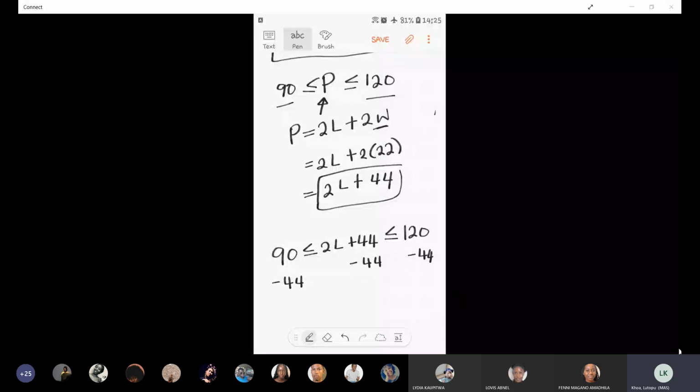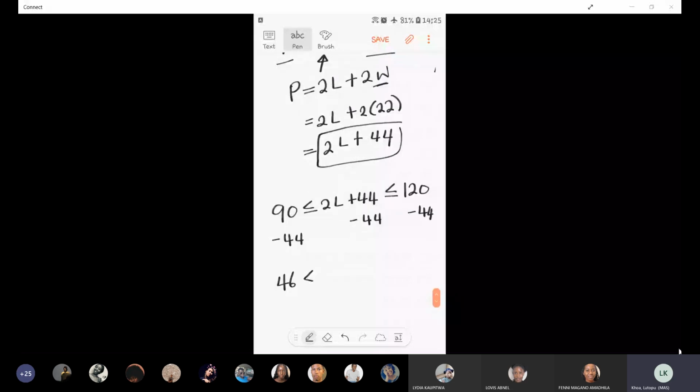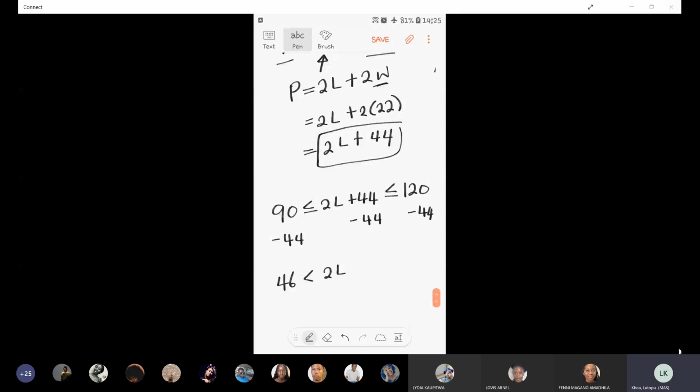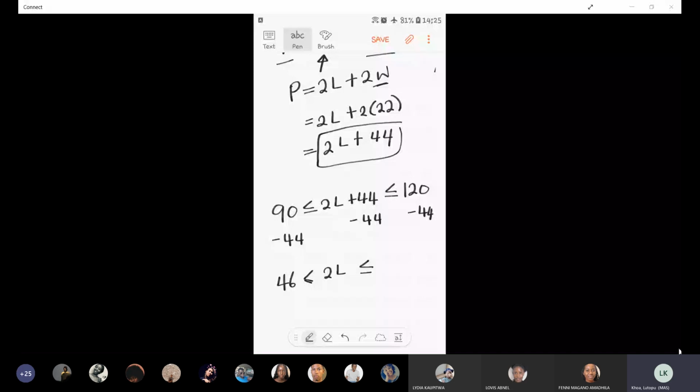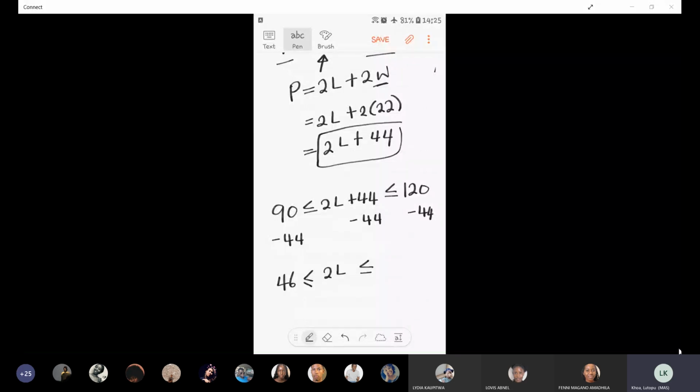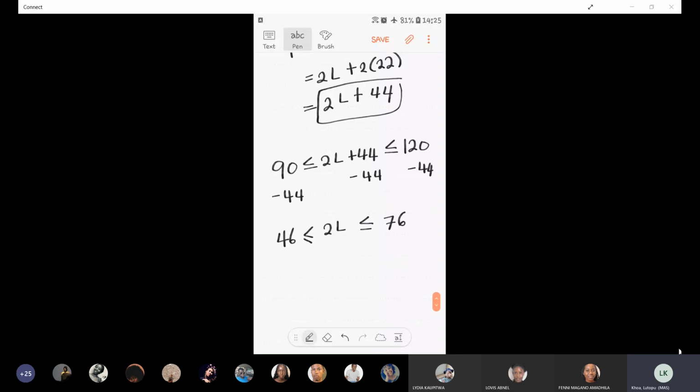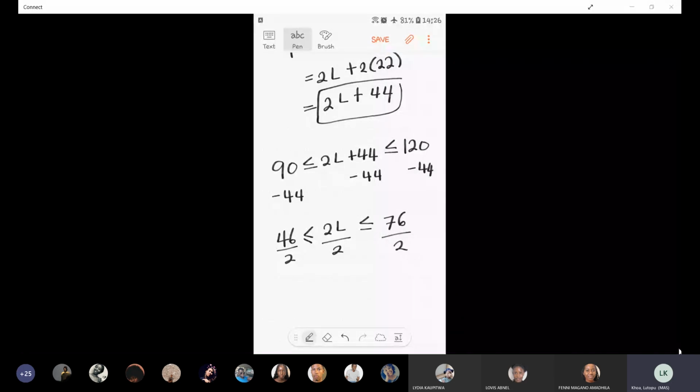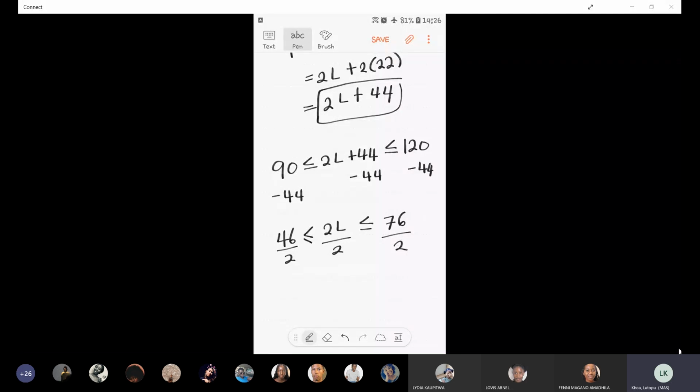So here you'll have 46 less than 2L, and this is less than or equal to 76. And then you divide by 2 throughout. Divide by 2, divide by 2, divide by 2. And notice that my inequalities do not change directions because I'm dividing by a positive number. The inequality only changes direction if you divide or multiply by a negative number.